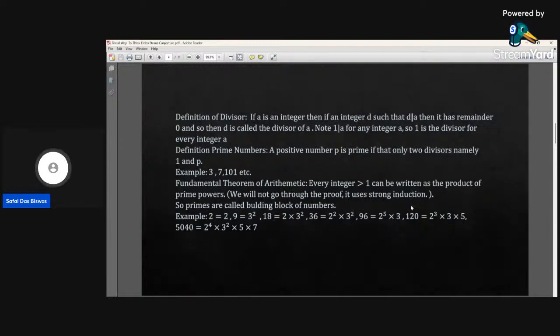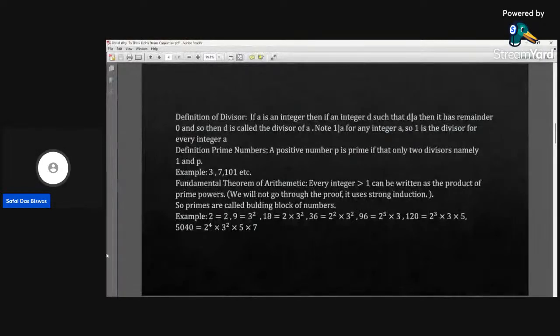For example, 120 is 2 cubed times 3 times 5. 2, 3 and 5 are all primes. Note that the exponent 3 can be prime or not prime; that doesn't affect whether it is a prime power. Prime power means p to the power alpha, where p is prime and alpha is an integer greater than or equal to 1. The alpha may or may not be prime. So that's the thing.